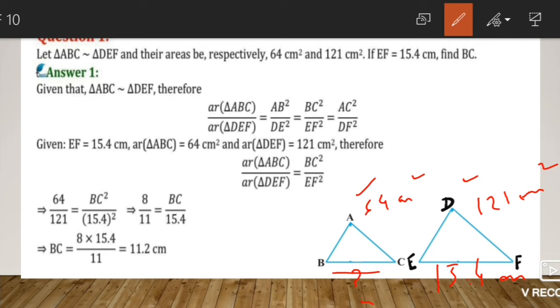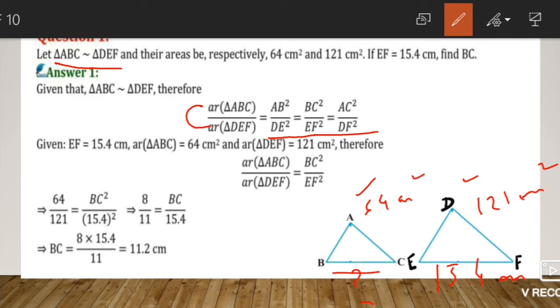Now it is already given that ABC is similar with DEF triangle, so you can use the theorem from the previous video. The theorem states that the ratio of area of two similar triangles is equal to the square of the ratio of the corresponding sides of those similar triangles.